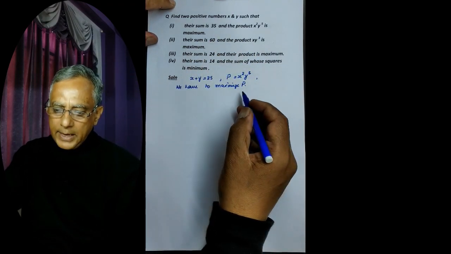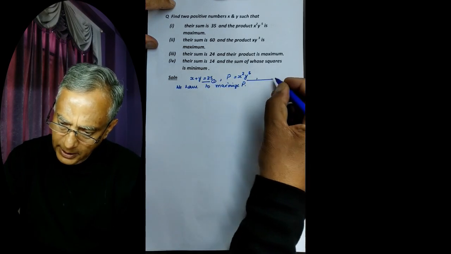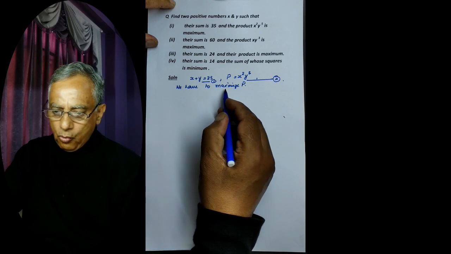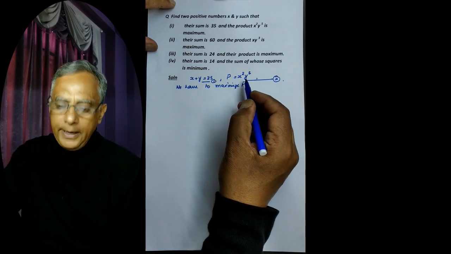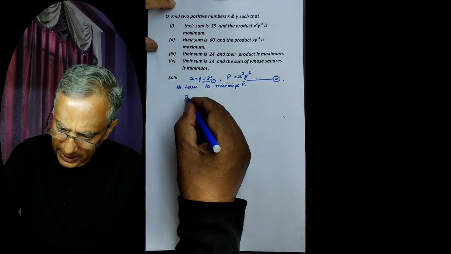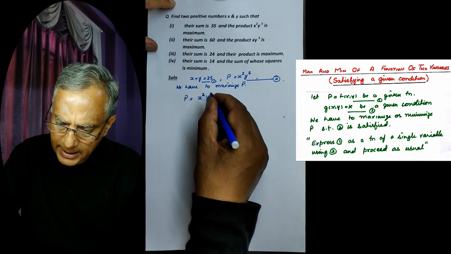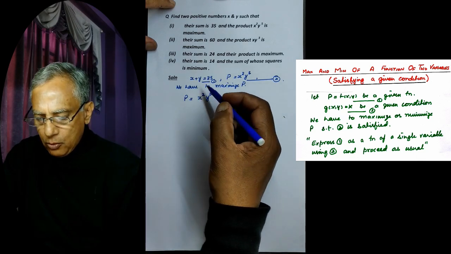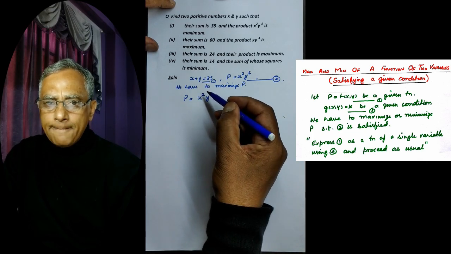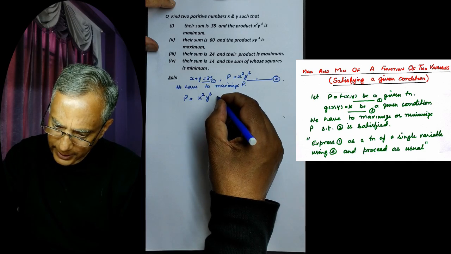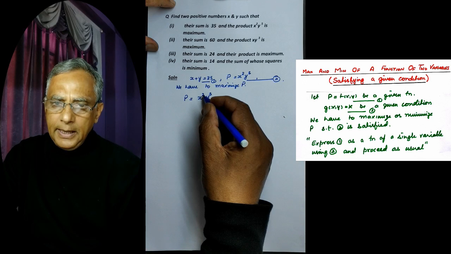P. We have to maximize p. Let this be 1 and this be 2. Now first step is we will express p as a function of a single variable. Now we eliminate one of the variables. Now here we must think for a minute which variable we should eliminate, which will keep this question simple. So what we do is we will eliminate x in this case.